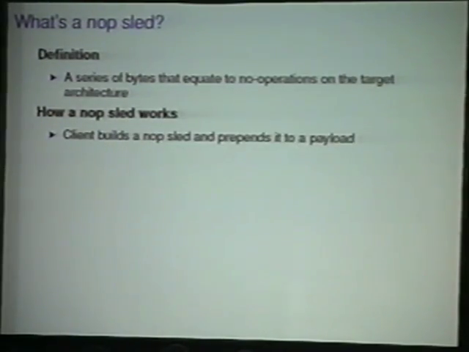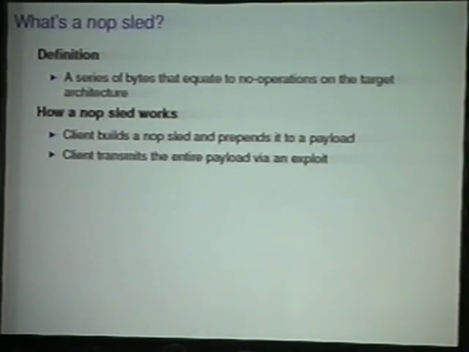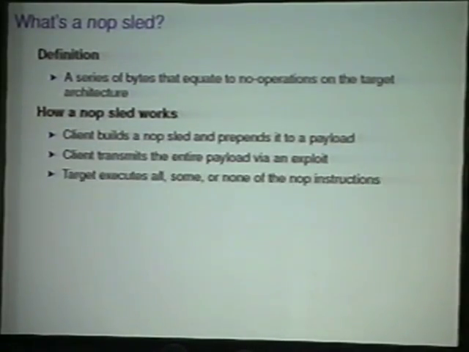So a client's just going to build a NOP sled, and it's going to be appended to the payload. And then it's just going to transmit that entire thing. So you can have the payload, and then you're going to have this big sled out front. So then the target is going to execute all, some, or none of the NOP instructions. It just depends where you return, and the idea is that you have this big range that you can hit. So instead of having to guess an address to the byte, now you can guess an address to the 1K, which is a lot more predictable.